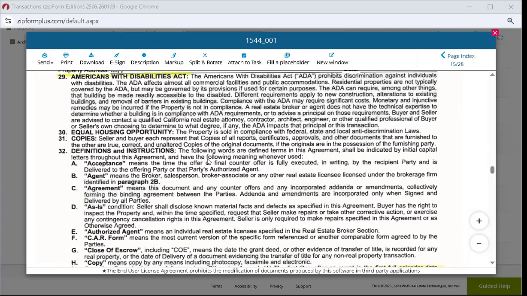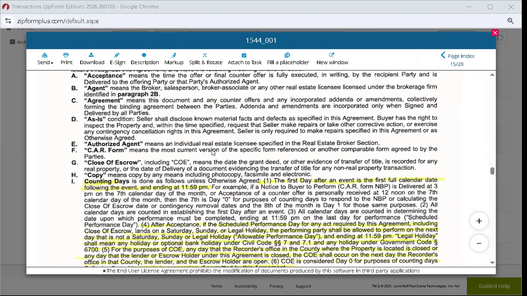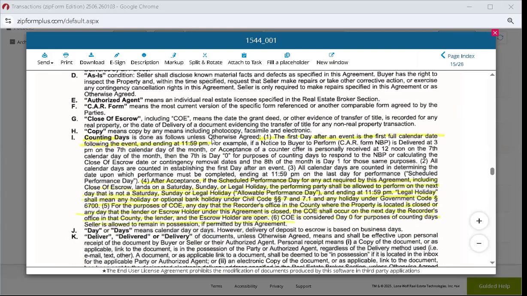Okay. So the counting of days can get really confusing. After acceptance, if a scheduled performance day for any act required under this agreement, including close of escrow, lands on a Saturday, Sunday, or legal holiday, it moves to the next business day, okay? So that is called the allowable performance day.